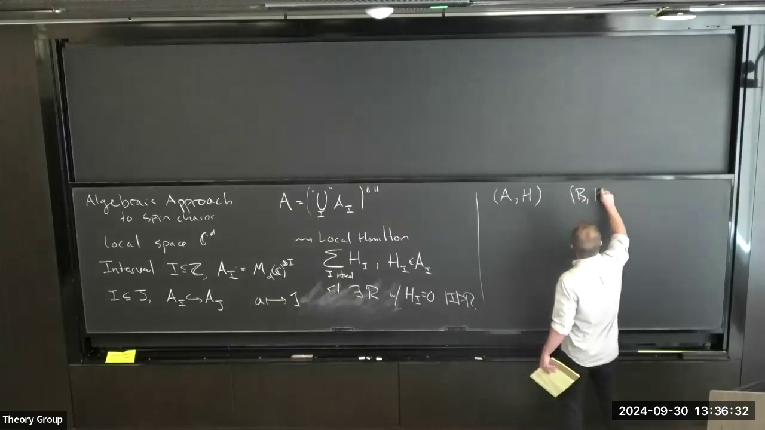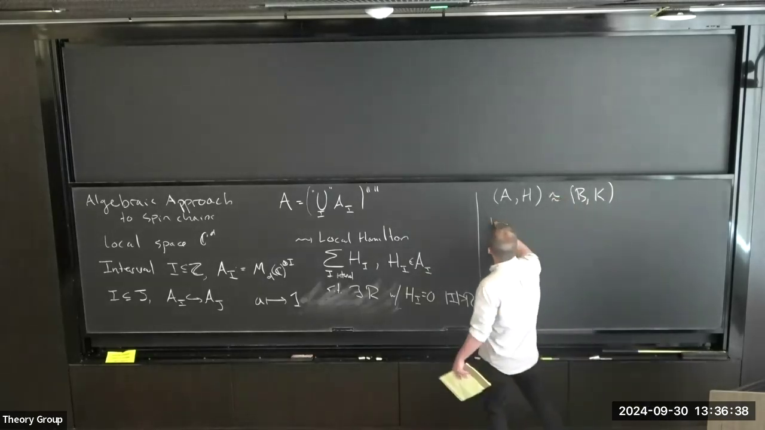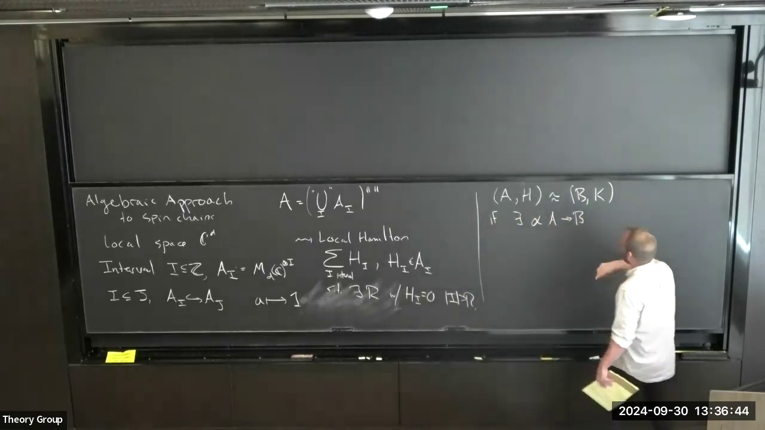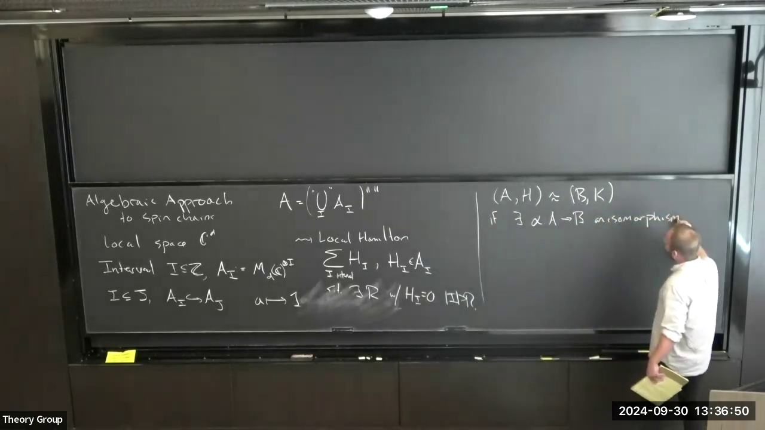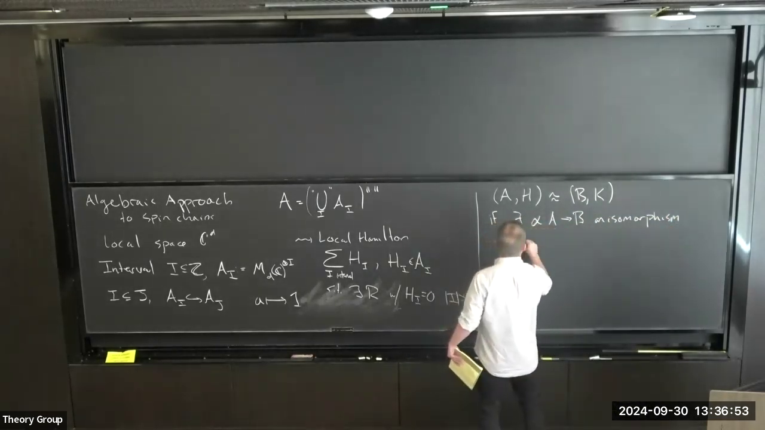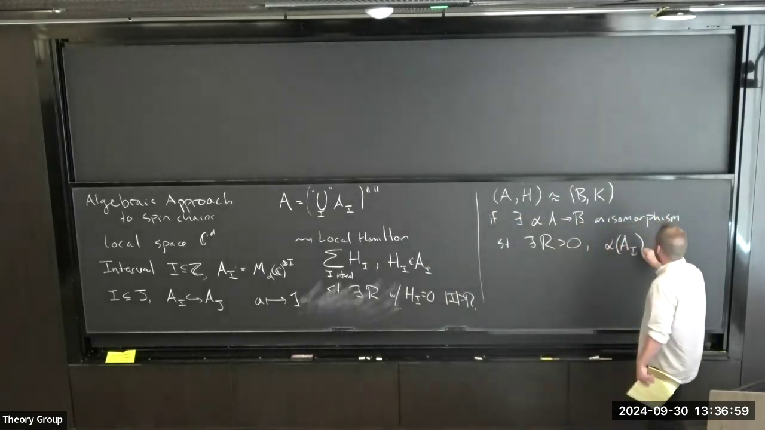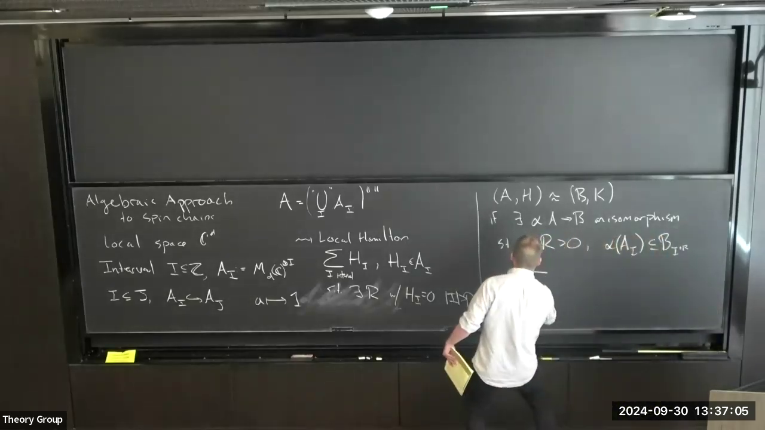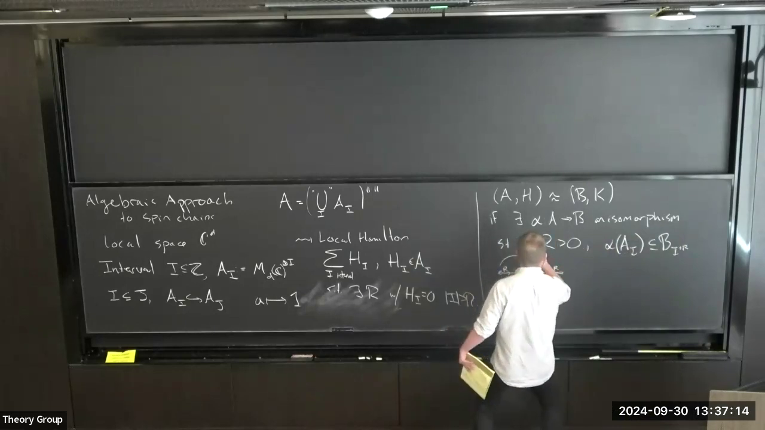Here's another spin system with maybe a different quasi-local algebra and a different Hamiltonian. Then we can define these to be equivalent if there exists an isomorphism of algebras, taking the one quasi-local algebra to the other, such that there's an R bigger than 0 with alpha of A_I contained in B_{I+R}, where if I have some interval I here, then I plus R is just the thing that I get from extending it R on either side. So here's my I plus R.